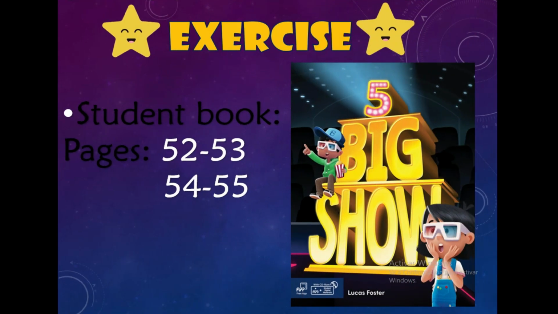Today, we are going to work in your student book. Bueno, vamos a iniciar chicos y necesito que tengan a la mano su student book. En el student book vamos a trabajar el día de hoy. Pages 52, 53, 54 and 55. Estas son las páginas que vamos a trabajar el día de hoy, así que nos preparamos con nuestro student book y estuche. So, pay attention to the following instructions.